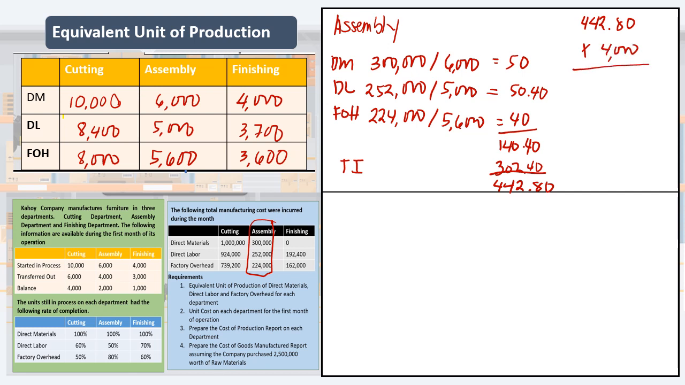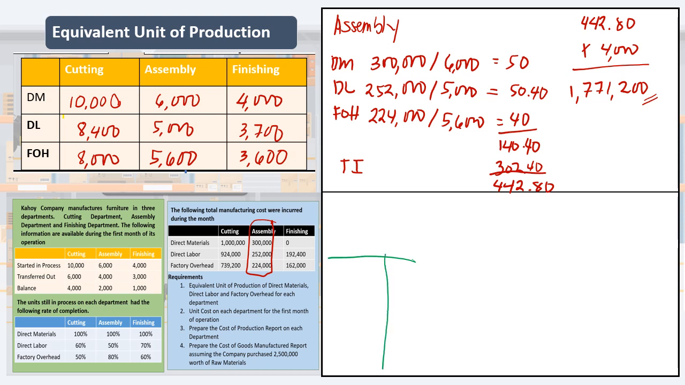So, therefore, ang transferred out value natin will be 442.8 times 4,000 units. That will be 1,771,200. So, ito na po yung ating transferred out amount. So, para ma-ensure ulit natin na tama yung mga pinagagawa natin, we can create our own T account.